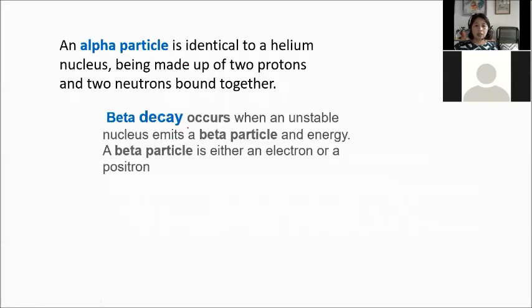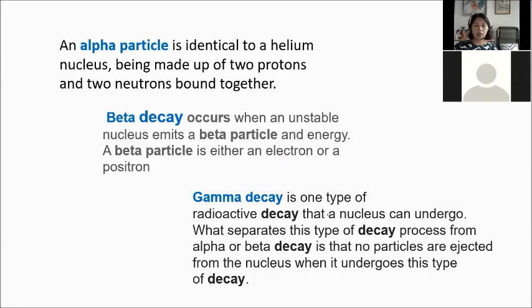Beta decay occurs when an unstable nucleus emits a beta particle and energy, either an electron or a positron. Gamma decay is one type of radioactive decay that a nucleus can undergo. What separates this type of decay process from alpha or beta decay is that no particles are ejected from the nucleus when it undergoes this type of decay. Meaning walang pagbabago sa atomic mass at saka atomic number.